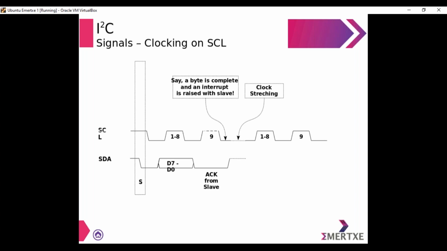At that time, microcontroller 2 goes and completes its task, whatever is left pending. After that, it comes back and allows microcontroller 1 to generate the clock pulse normally, and the rest of the communication continues as it is. So that is clock stretching, which happens when two microcontrollers are communicating with each other.